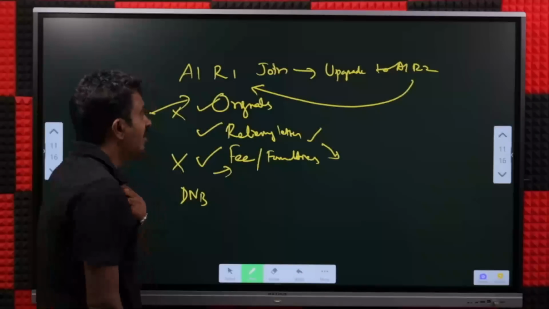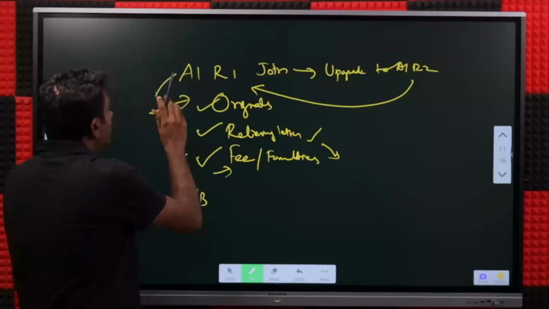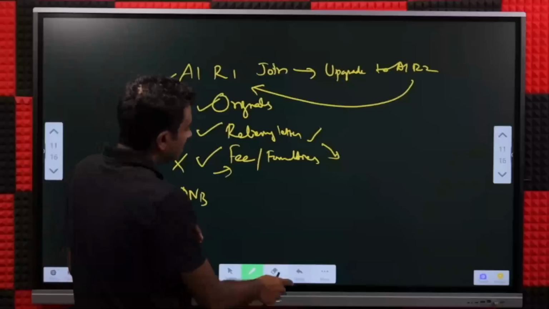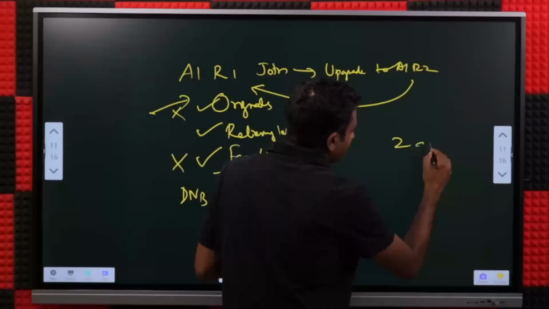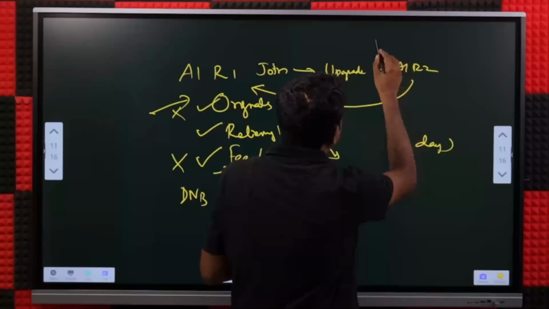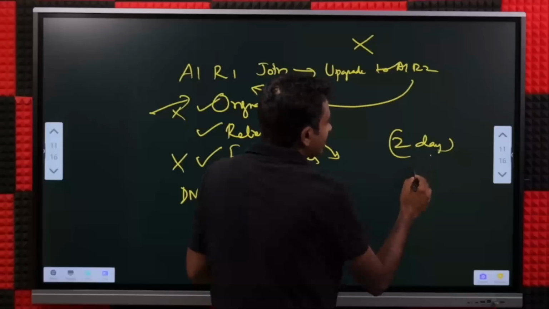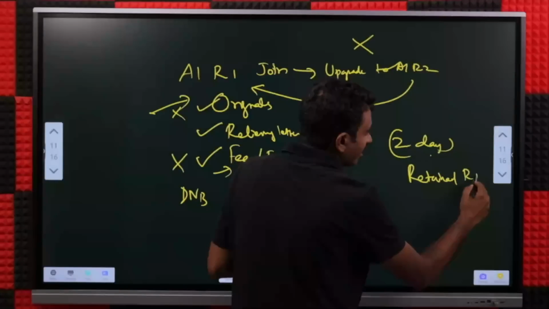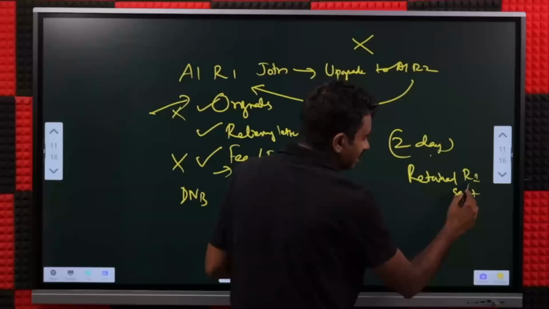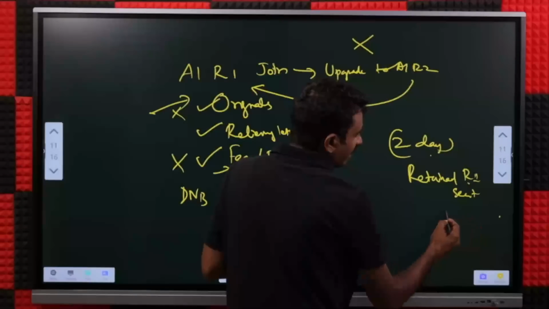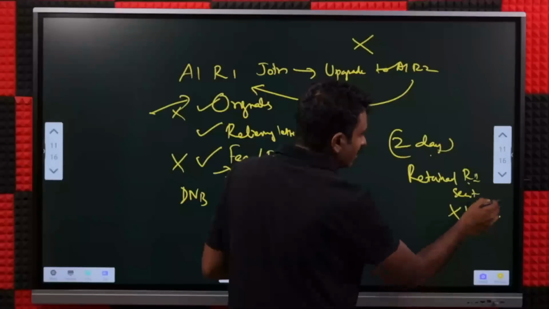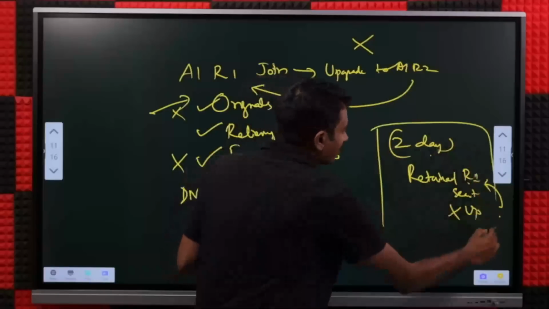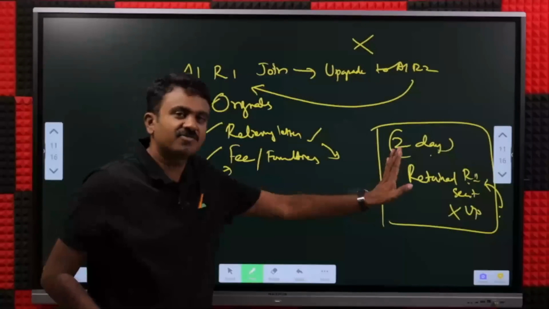That is enough. When should I resign? When should I get relieved out of this? The 2-day thing that is mentioned has nothing to do with this process. The 2-day resignation deadline is for a retained R1 seat. You took an R1 seat, you opted for upgradation, you did not get upgraded, you are with your R1 seat. That is different from this scenario, right? So 2 days, forget it.